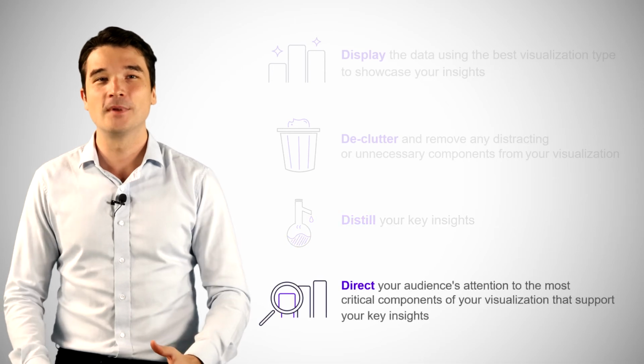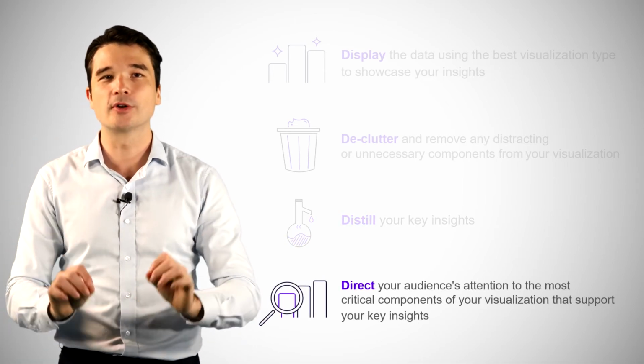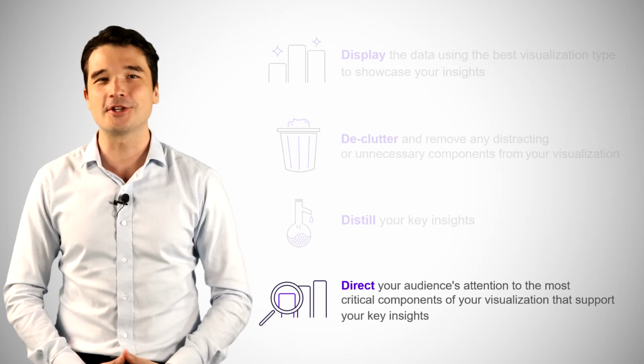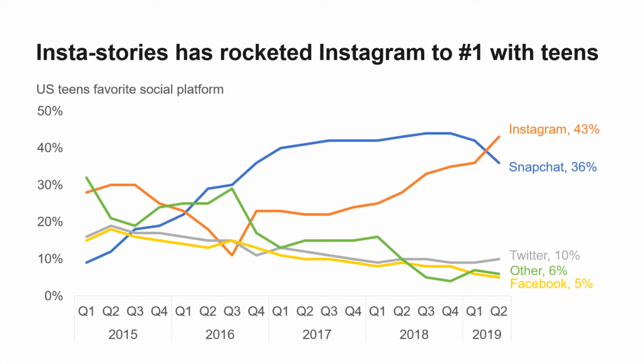And to do that, we want to direct our audience's attention to the most critical components of our visualization that support our key insights. To focus our audience's attention, we're going to leverage pre-attentive attributes. Pre-attentive attributes are visual attributes that we notice during pre-attentive processing. And pre-attentive processing happens unconsciously, and it happens very rapidly.